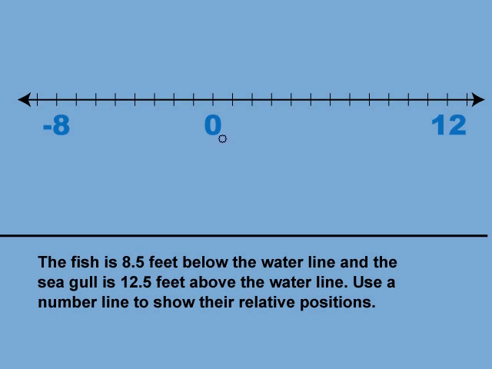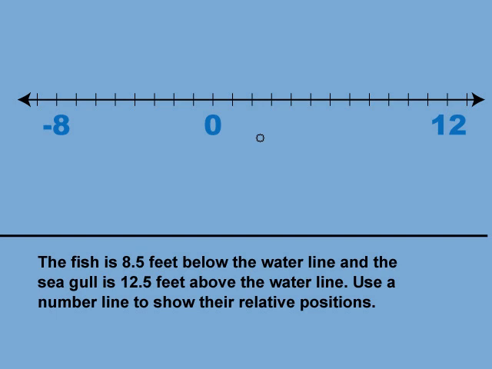All tick marks to the left of this represent negative rational numbers, and all tick marks to the right represent positive rational numbers. Counting 8 tick marks to the left is -8, which represents the whole number portion of the depth at which the fish can be found.